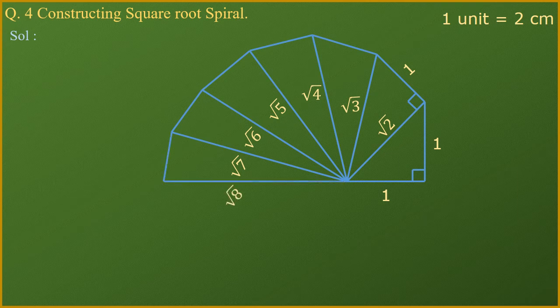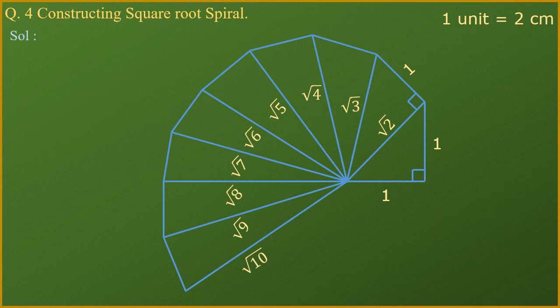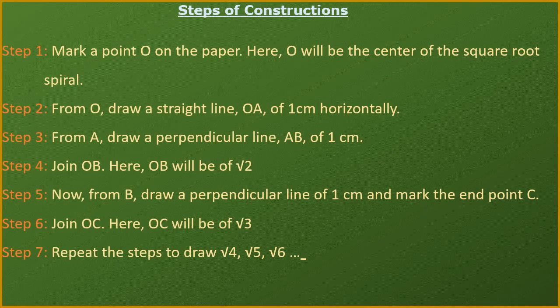Remember, each and every time from the same point you have to draw the perpendicular and join with the base point. So you will draw the square root spiral in this manner. Remember, for these two figures, use the proper geometrical instruments to draw the figure. Okay, so this way we have completed the square root spiral over here. Now let us see how we can write down the steps of construction. The steps of construction are mentioned over here. You can copy them afterwards from the notes. Whatever I said to you, the same steps of construction I mentioned over here, right?